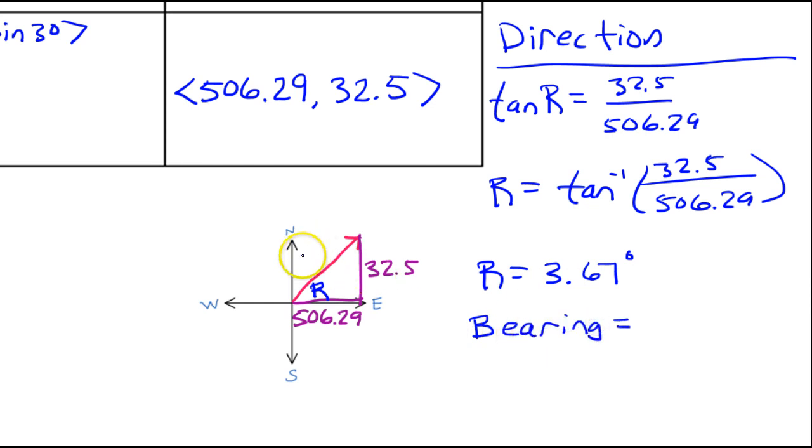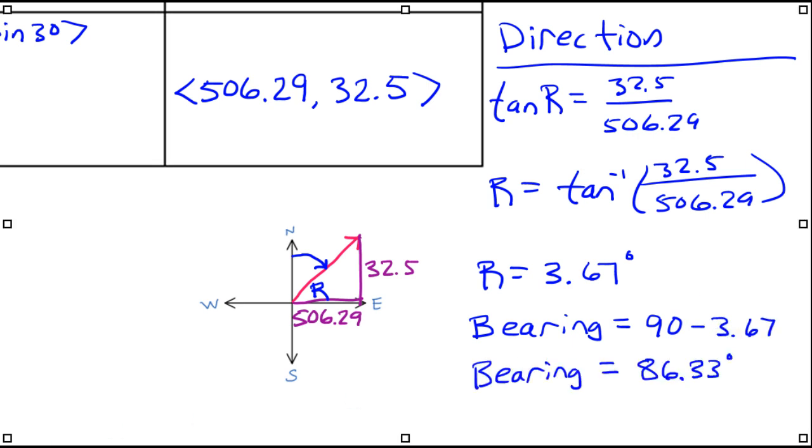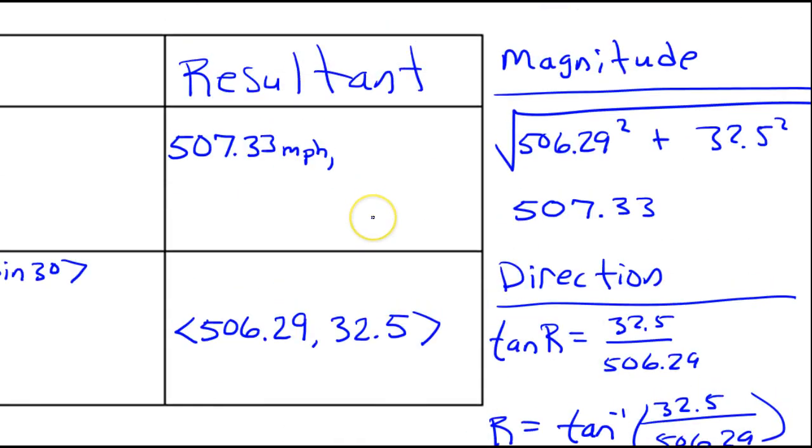So remember that bearing is measured starting at north and moving clockwise. So this is the bearing that we need to find. And well, these are going to be complementary. They're sitting here inside of this quadrant, 90 degrees. So all we really need to do is subtract from 90. And that'll give us the bearing. So the bearing is 86.33 degrees, and that's what we put on the chart.